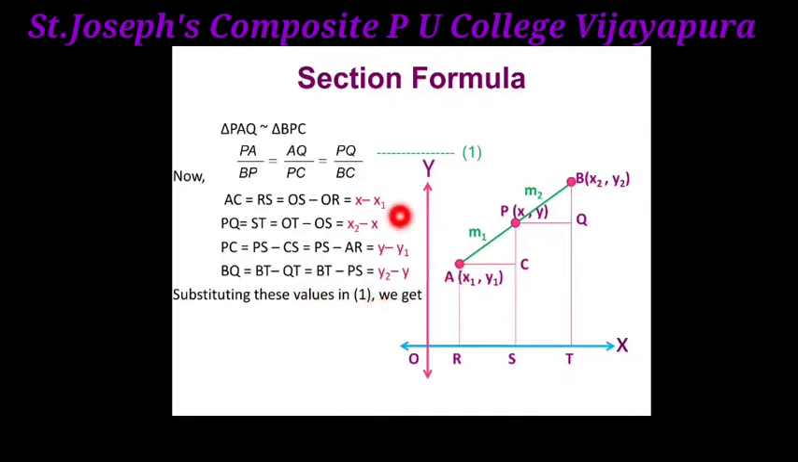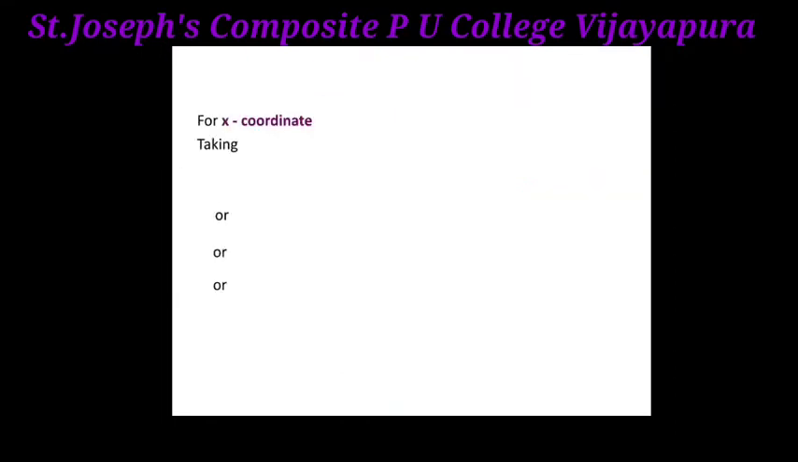Substituting these values in equation 1, we get m1 by m2, because AP by BP is m1 is to m2. So it becomes m1 by m2 is equal to x minus x1 divided by x2 minus x, is equal to y minus y1 divided by y2 minus y. I will consider the 2 pairs: m1 by m2 is equal to x minus x1 by x2 minus x for the x coordinate, and the next pair, m1 by m2 is equal to y minus y1 divided by y2 minus y for the y coordinate.